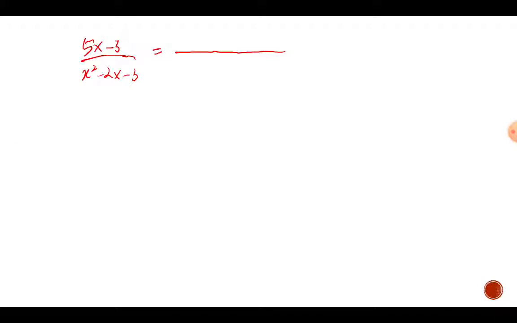Okay, x square minus 2x minus 3, yang atas tak ada masalah, kekalkan dia. Yang bawah ni kan x square minus 2x minus 3. Kita tahu benda ni adalah hasil darab 2 factors, which is x darab dengan x. Okay, and 3 adalah 1 dan 3 kan.